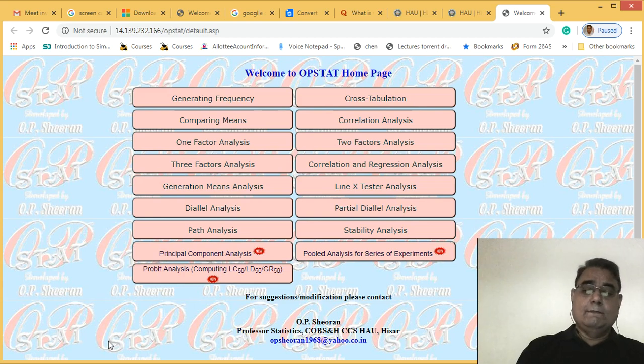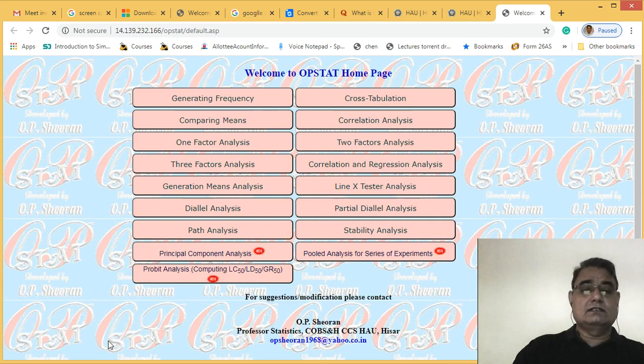Then the third module consists of biometrical methods, having generation mean analysis, line into tester analysis, diallel analysis, partial diallel analysis, path analysis, stability analysis. Now in this lecture I will just briefly demonstrate what kind of analysis you can use with these modules. So we will start with generating frequency.